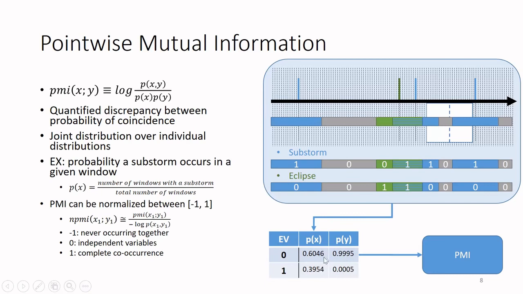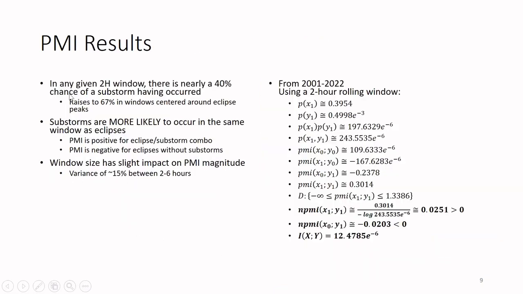And yeah, I mean, the sum of these two should always be 1 for each individual variable. And it's when you do this cross multiplication that you get a score that relates the two. So like I said, in any given 2-hour window, there's nearly 40% chance of a substorm having occurred. When you look specifically at windows centered around eclipses, this rate jumps up to 67%, which again is, I think, a remarkable detail that comes out of this analysis. We can say definitively the likelihood of a substorm having occurred during an eclipse shoots up by 27%, right?